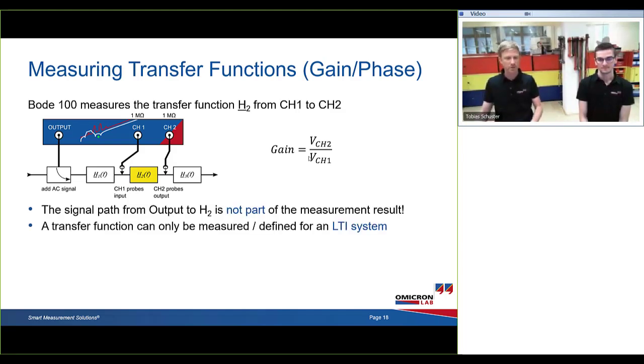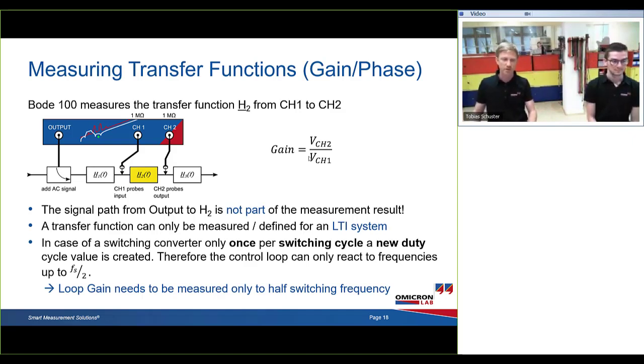Then don't forget that transfer functions, of course, only make sense in LTI systems, so linear time invariant systems. If the system operating point changes over time, then the transfer function will not be measurable because the transfer function itself will change over time, and the sweep takes some time, and during that time at least the system must stay in the same operating point.